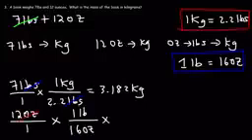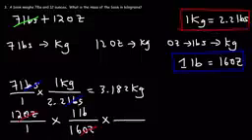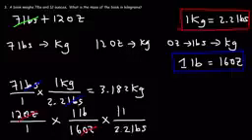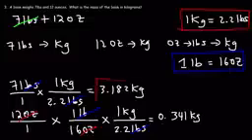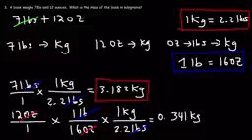So now we could cancel the unit ounces. And then we could use this conversion factor to go from pounds to kilograms. So I'm going to put 2.2 pounds on the bottom, 1 kilogram on top. So it's going to be 12 divided by 16, which is 0.75, and then divide that by 2.2, which is 0.341 kilograms. So 7 pounds is equal to 3.182 kilograms. 12 ounces is equal to 0.341 kilograms.